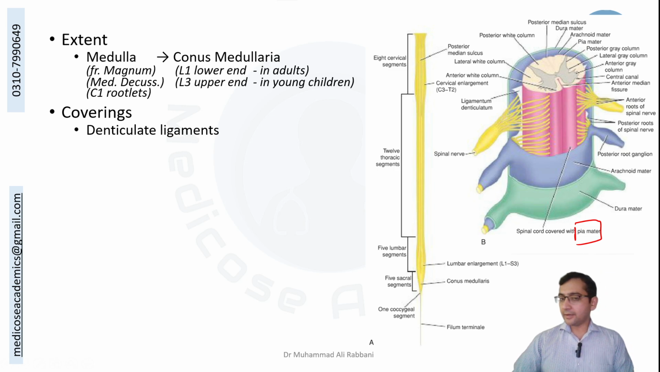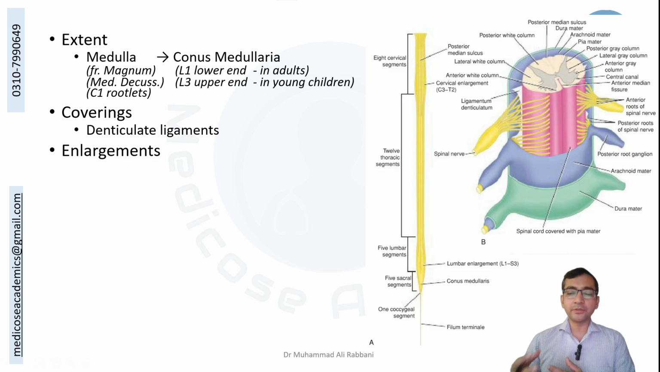And one more thing that you can pick up on here is that there are extensions of the pia mater from the spinal cord that go to the lateral aspect. These extensions are called the denticulate ligament, or ligamentum denticulatum.